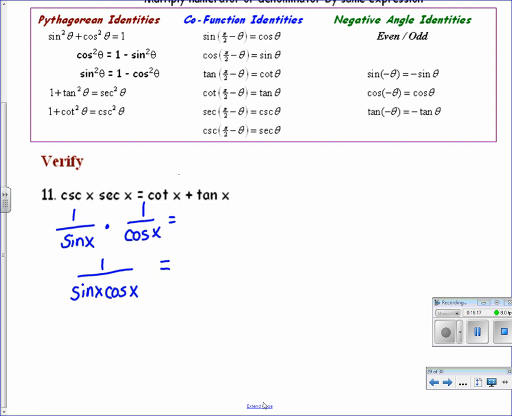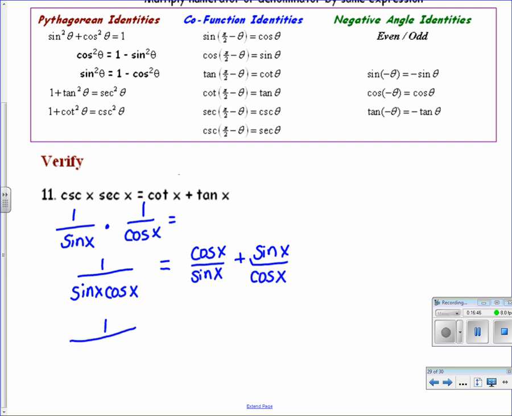But we're adding them. We're not multiplying them. If we were multiplying them, this would not be a true statement. So that wouldn't work. So we've got to think, what is cotangent? That's the cosine of x over the sine of x, plus then the tangent, which is going to be the sine of x over cosine of x.